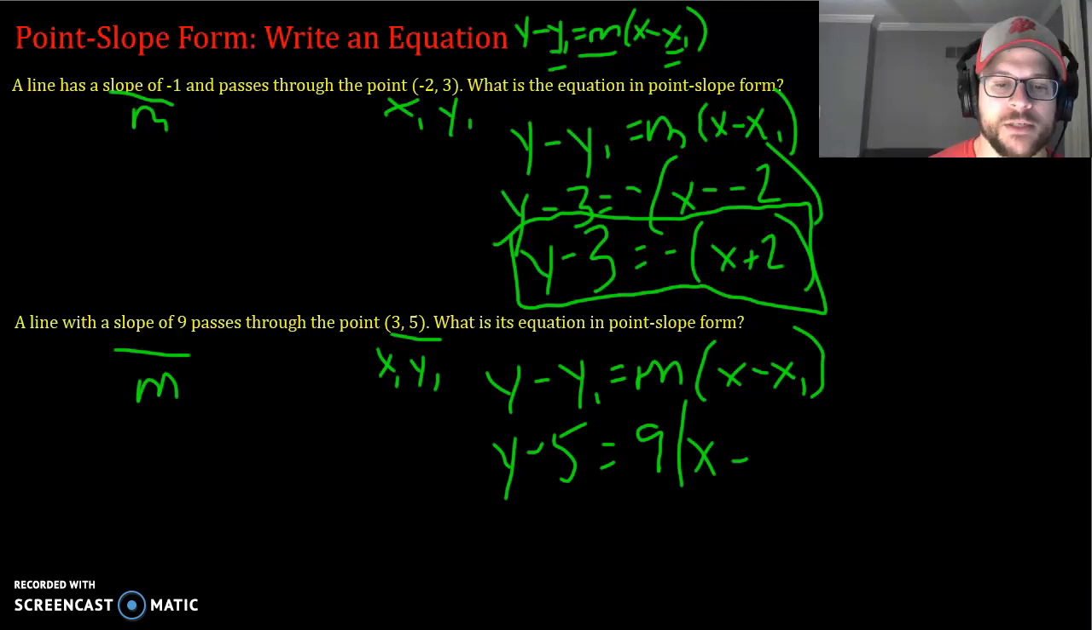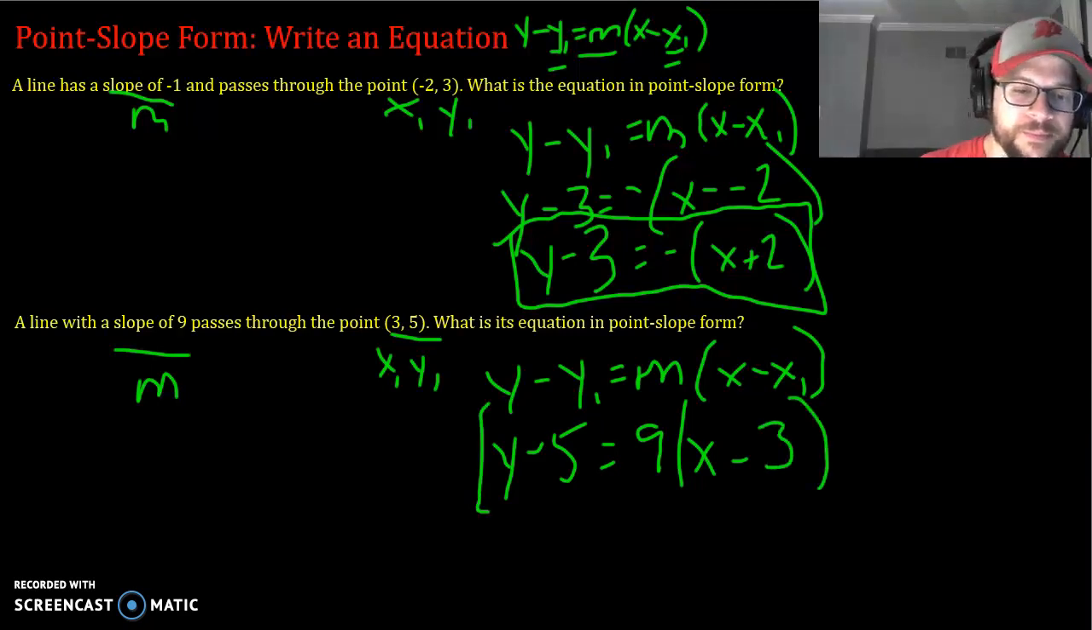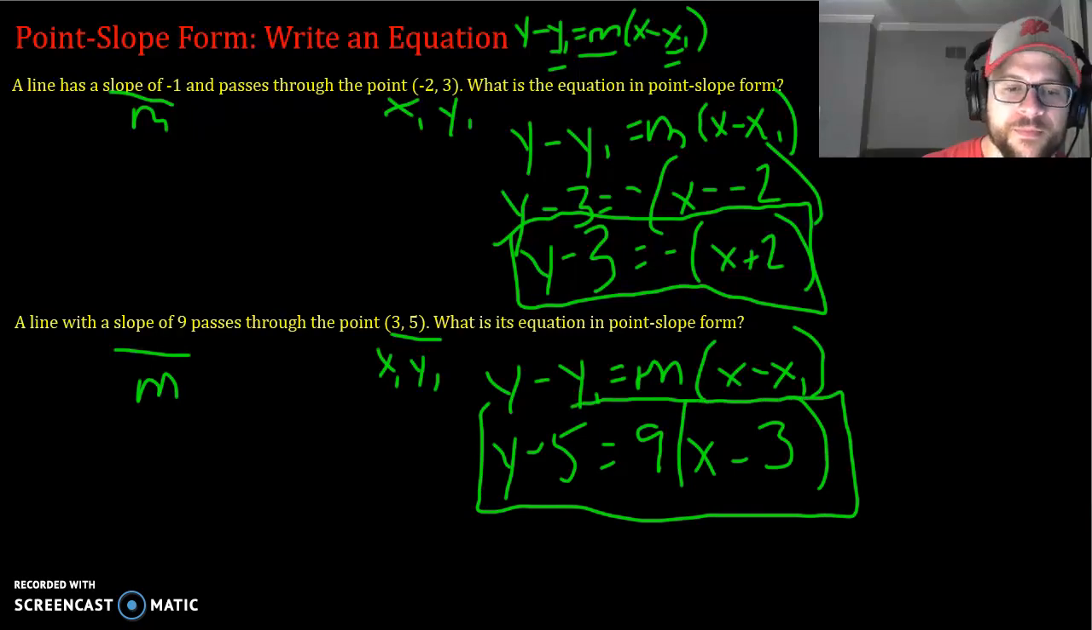X minus 3. Oh boy, that is not a 3. Let's try that again. There we go. All right. Point-slope form, writing an equation.